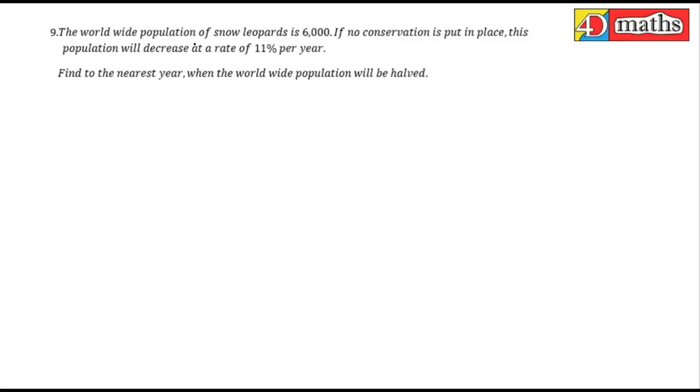The worldwide population of snow leopards is 6,000. If no conservation is put in place, this population will decrease at a rate of 11% per year. Find the nearest year when the worldwide population will be halved. Okay, so there's two ways of doing this question.